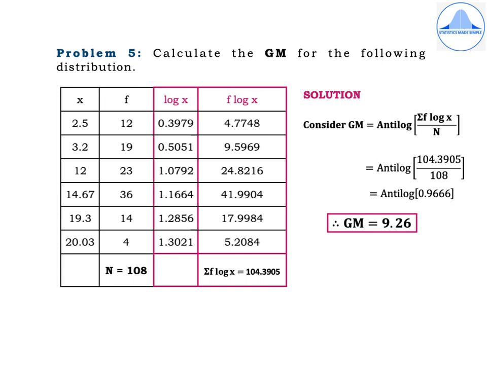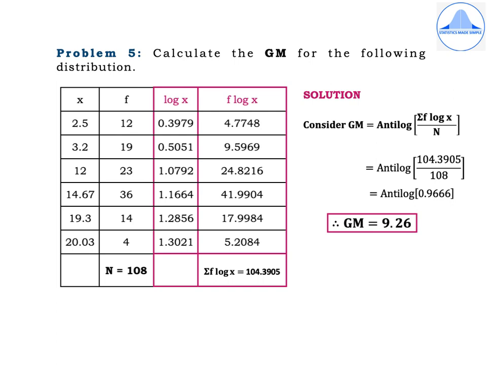Problem 5. Calculate the geometric mean for the following distribution. The x values are 2.5, 3.2, 12, 14.67, 19.3 and 20.03. The frequencies are 12, 19, 23, 36, 14 and 4. So the given data is discrete data. Now the first step is to calculate capital N, which is the sum of the frequencies, which is equal to 108.